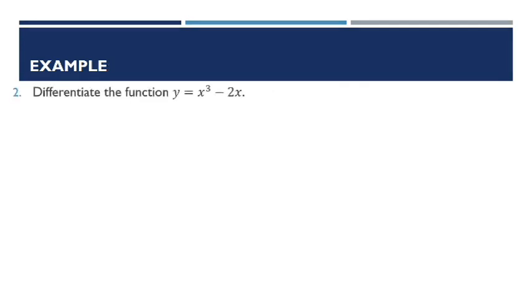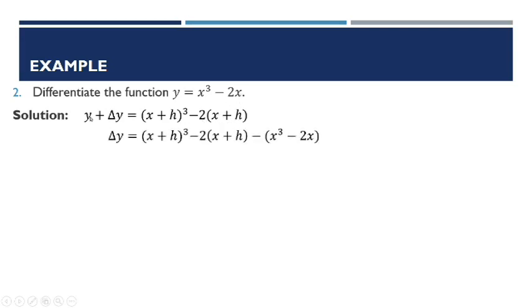Another example, differentiate the function y is equal to x cubed minus 2x. So the first step in the solution is to add delta y to the function. So y plus delta y. And the value of x would be added by h. So our input would not just be x, but x plus h. So the x cubed becomes x plus h, quantity cubed, minus 2 times x plus h. Okay? Then transpose y, so it becomes minus, our y is equal to x cubed minus 2x. So that is what we substitute.